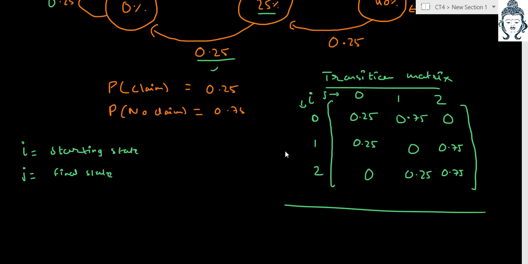But before that, I would like to point out a few properties of this transition matrix. Each element of a transition matrix is a probability of transition from state I to state j, that is from the state represented by the row to the state represented by the column. So each element can be written as Pij.